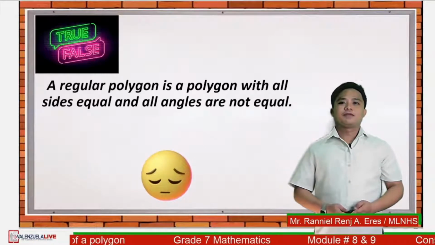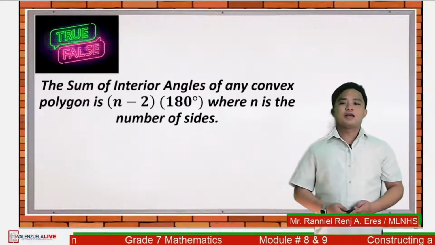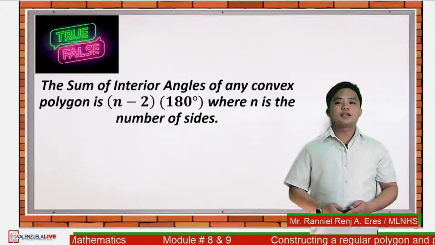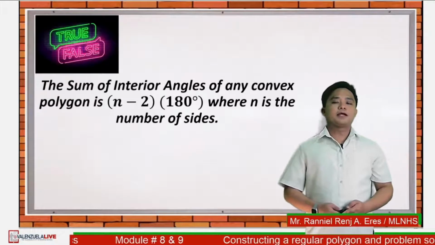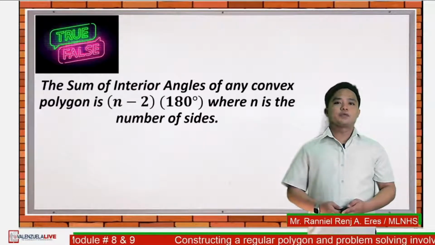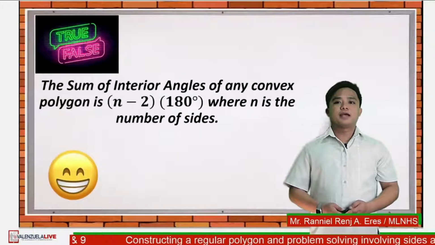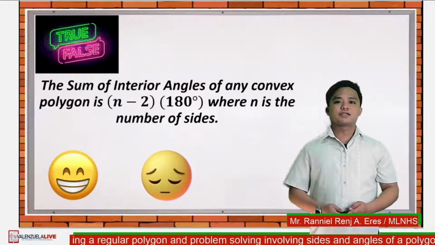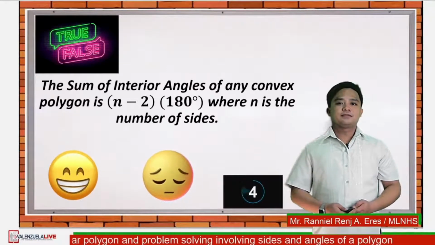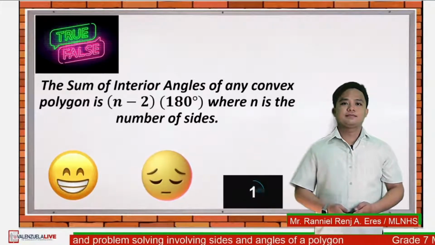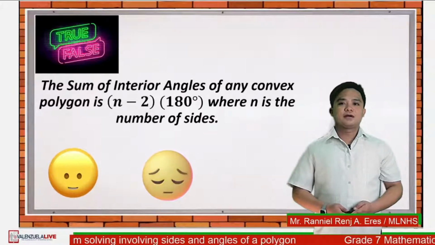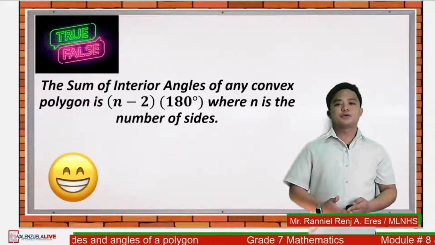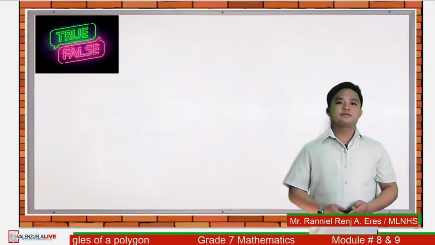Good job. Next statement. The sum of interior angles of any convex polygon is the quantity n minus 2 multiplied by the quantity 180 degrees, where n is the number of sides. Again, comment a happy face if your answer is true and sad face if false. You have 5 seconds. Okay, time's up. So the correct answer is happy face. It's true.